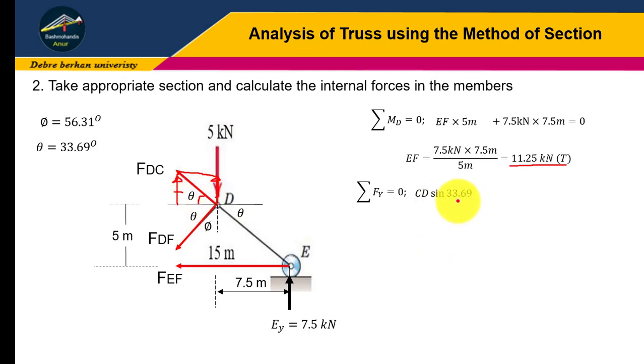What next? Minus DF sine 33.69. For DF, let's say here between two, here theta, the force resolves downward.